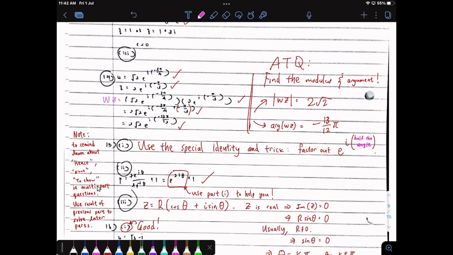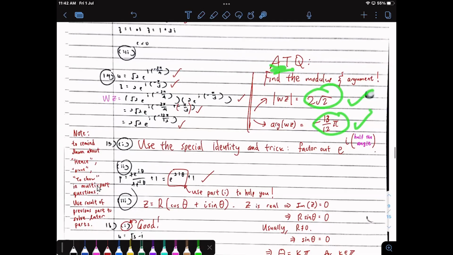Then after that, you need to find the modulus and the argument. So you just need to answer the question. 2 root 2 and negative 13 pi over 12. Answer the question. You never answer the question.